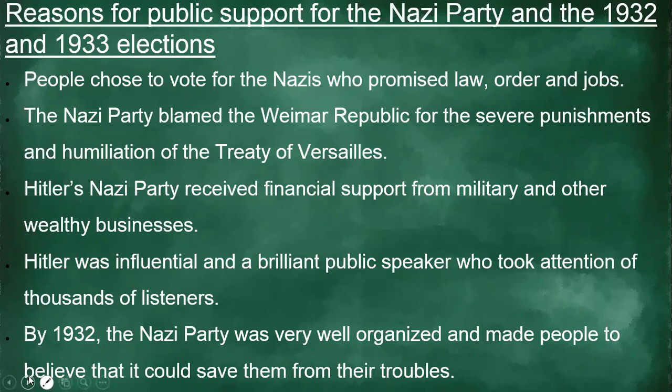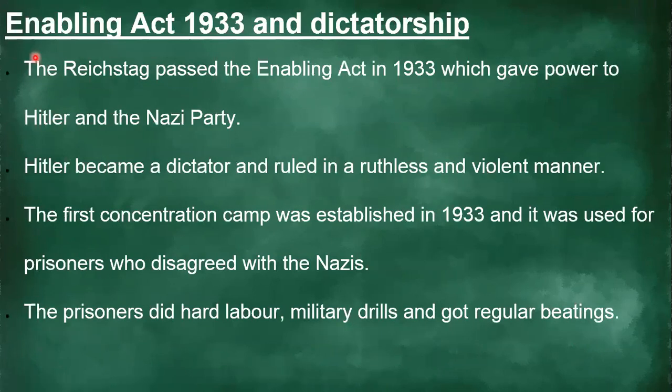And then what happened? There was the Enabling Act of 1933. So the Reichstag passed the Enabling Act in 1933, which gave power to Hitler and the Nazi Party. Hitler became a dictator and ruled in a ruthless and violent manner. So Hitler was a dictator, very cruel. The first concentration camp was established in 1933, and it was used for prisoners who disagreed with the Nazis. So back then, if you did not support or agree with the Nazis, you're in big trouble.